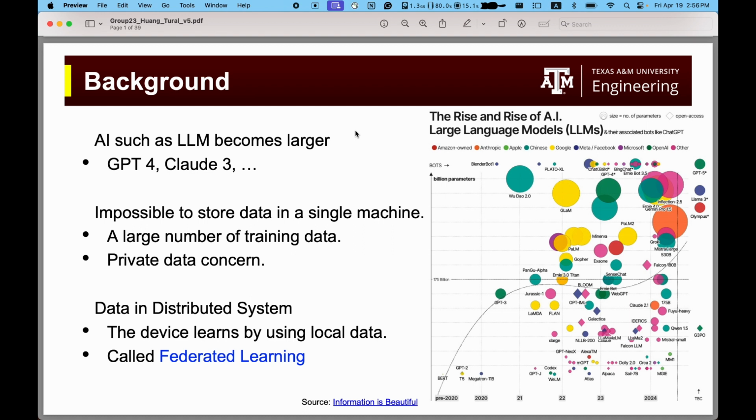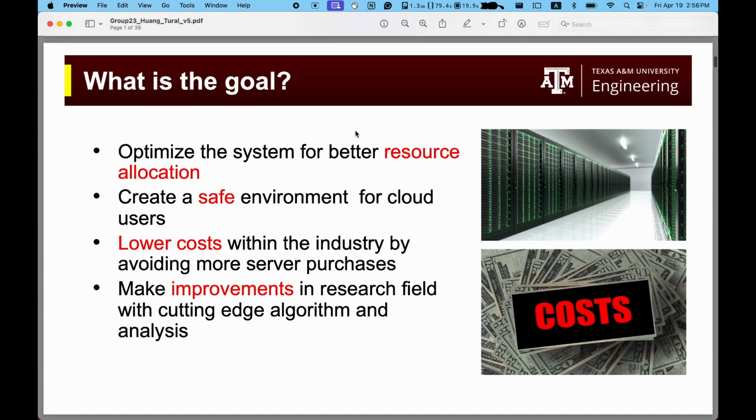And because of these improvements, we have better resource allocation, a better optimized system, way more efficient server and cloud services, and so on. So we introduced this topic called federated learning, and I will give more detail about it later. But first, let's discover what is the goal of our paper.